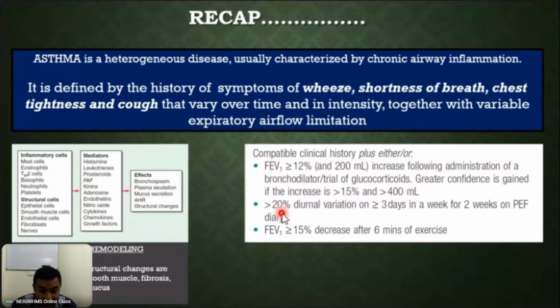And an FEV1 decrease of more than 50% with exercise. In addition to that, there are a number of other additional investigations that you can do: your immunoglobulin E levels, your eosinophil levels, your CT scan if you're thinking that the wheeze is due to some other cause, your chest x-ray as part of baseline investigation. They're not really that important, but of course, when you're thinking of a differential diagnosis, you're trying to rule out other causes, then yes, those added investigations are important.